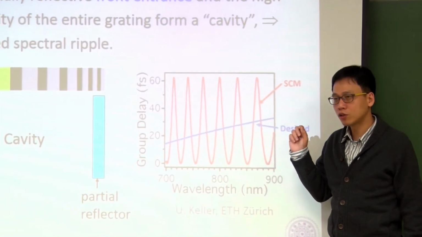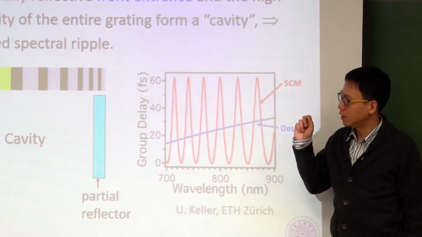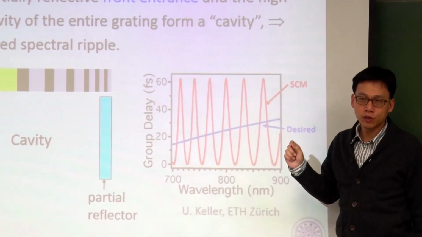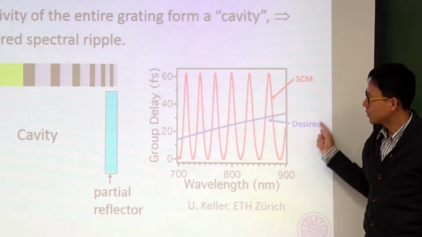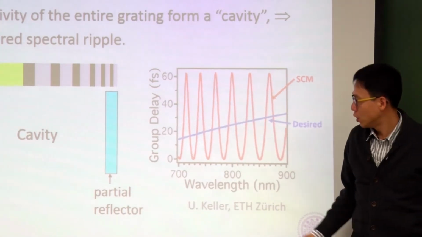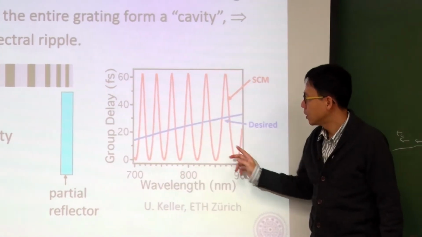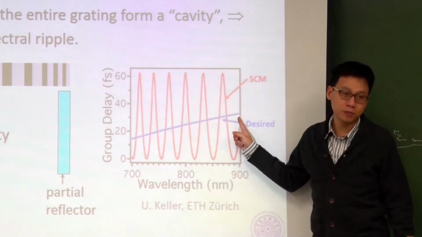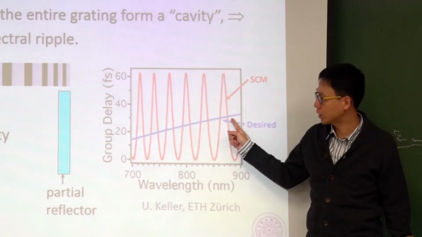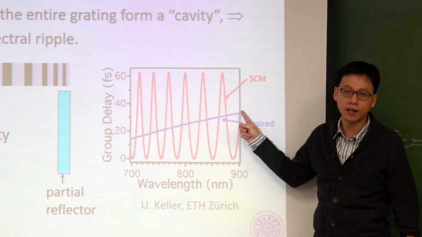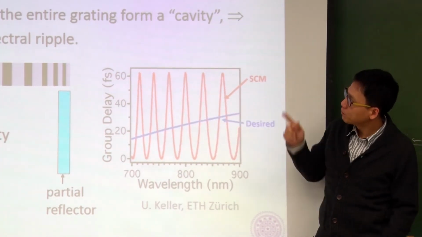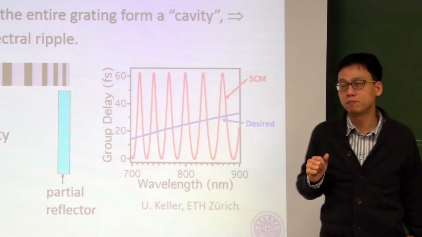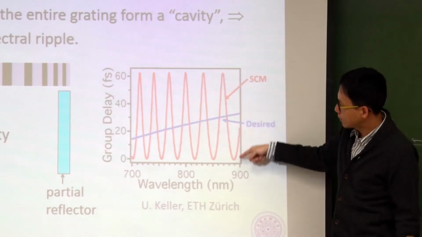For example, you want to design a simple chirped mirror with anomalous dispersion. So the blue line is the desired group delay curve. Longer wavelengths, larger group delay. Okay, that's your target. You want something like the blue curve. But after you perform the simple chirp mirrors, you actually got the red one.